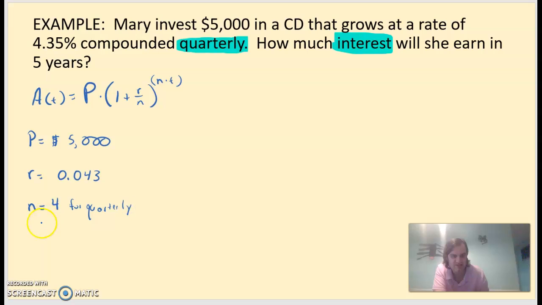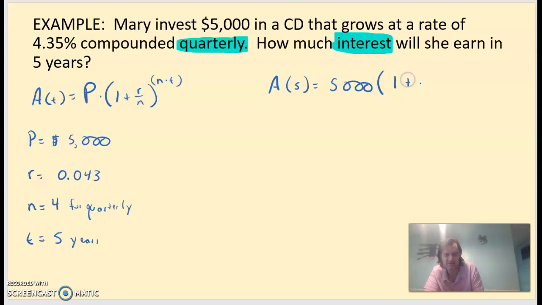Okay. So not the length of time, but the number of times that would be. So if you were getting a statement from the bank quarterly, you would get 4 of those a year. Think about it that way. The t is 5 for 5 years. So let's plug everything in. So we're going to have A of 5, just as our reference, equals 5,000 times 1 plus 0.0435 over 4 for quarterly, raised to the power of 4 times 5.